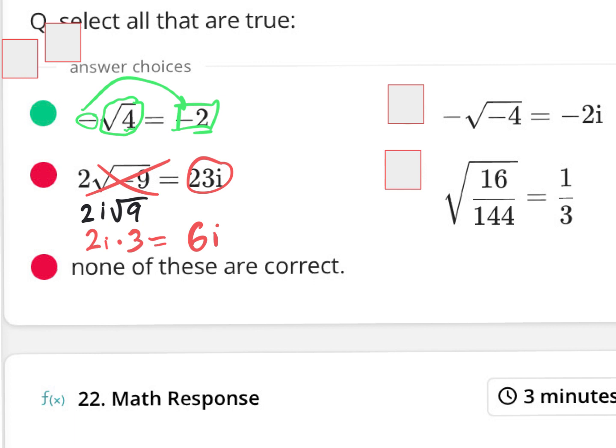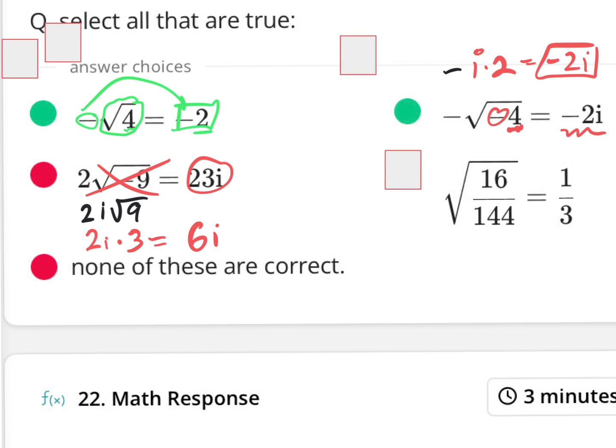Again, right here we have a square root of -4. So you should know that the negative comes out, it's i, and the square root of 4 is 2. This negative sign comes out and it becomes an i. And when you look at the square root of 4, that becomes a regular 2. So you really have i times 2. The answer is 2i. That's exactly what we have here, which means that this one is true.